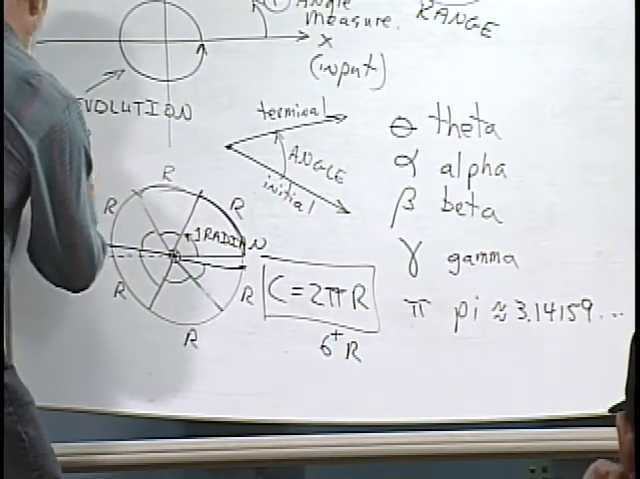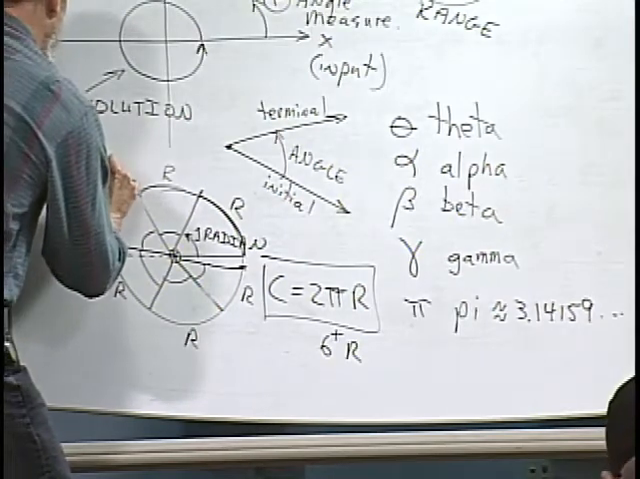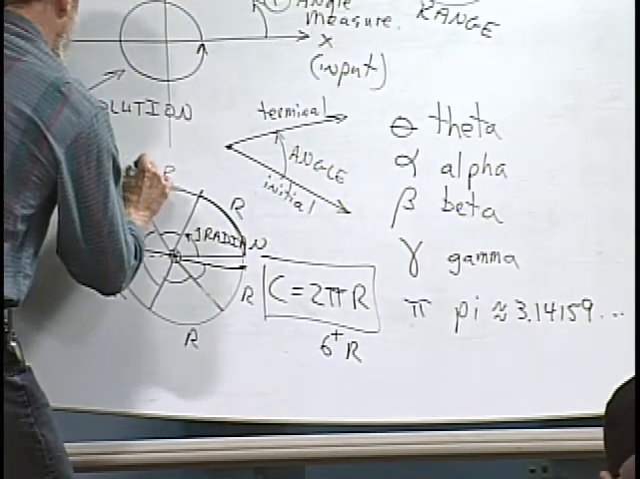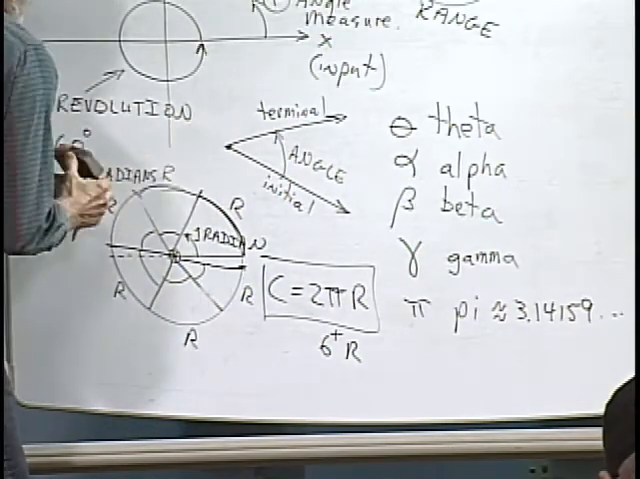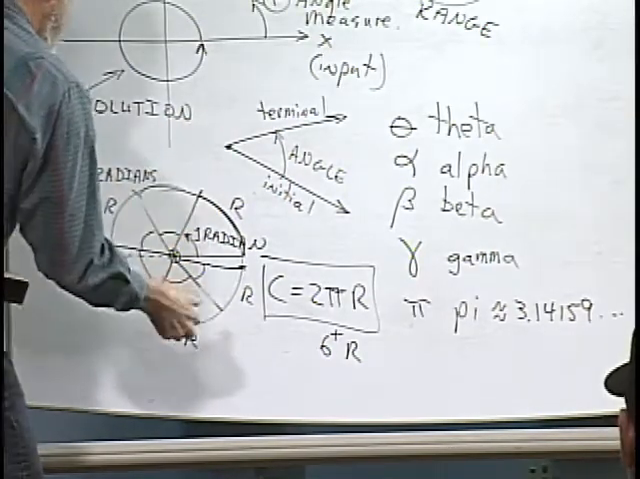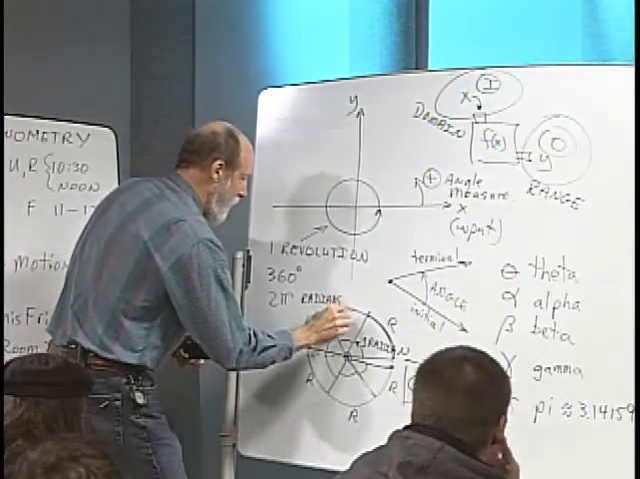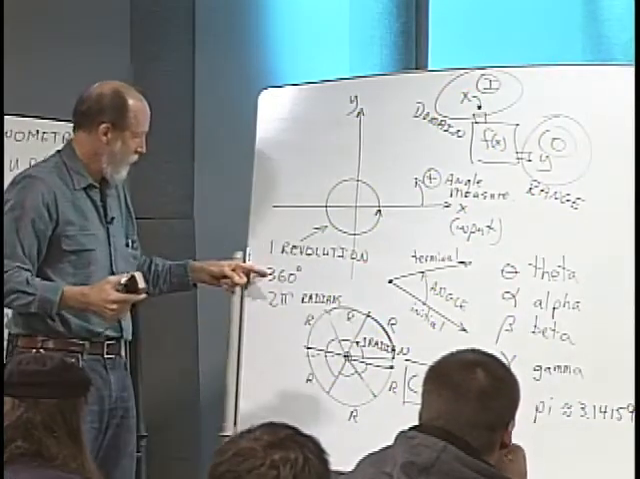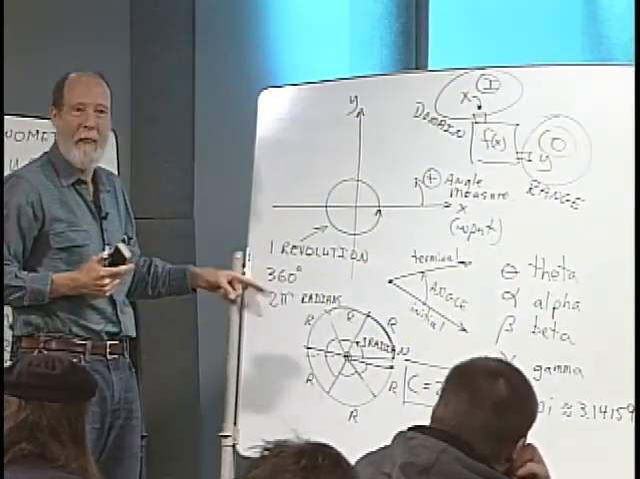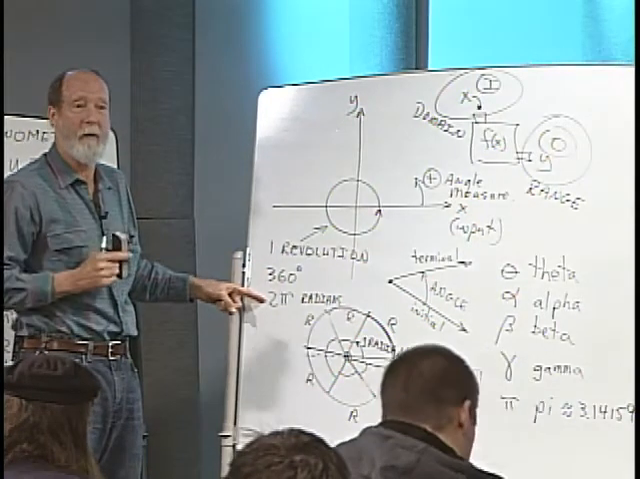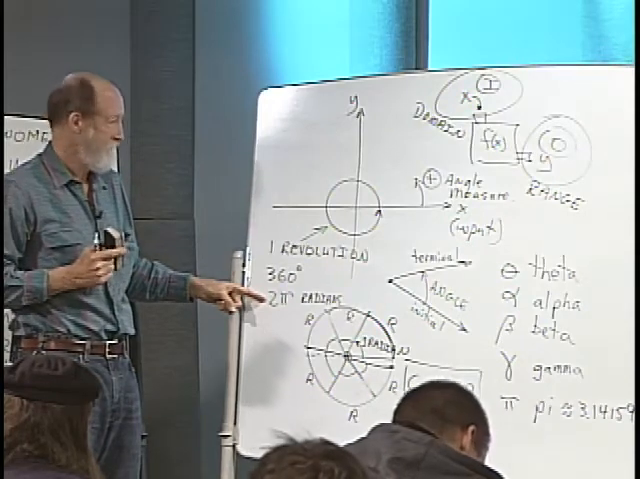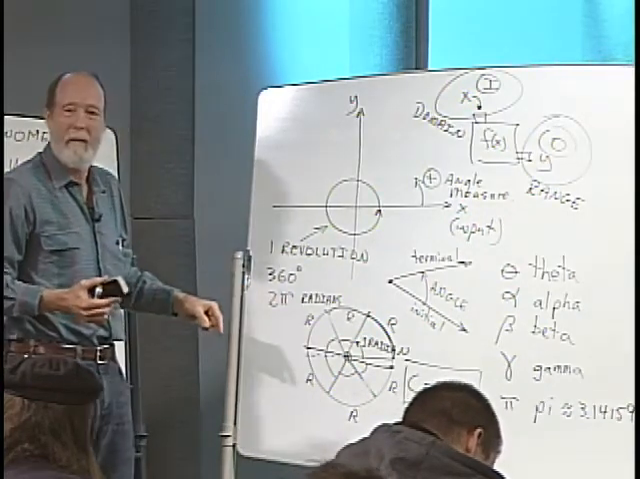So there are 2 pi radians. 2 pi radians is equivalent to 360 degrees of rotation. Okay, a new way of measuring angles for you. Any questions?